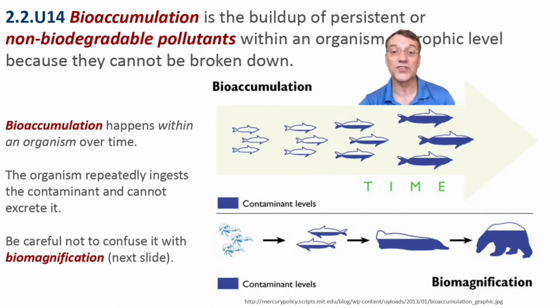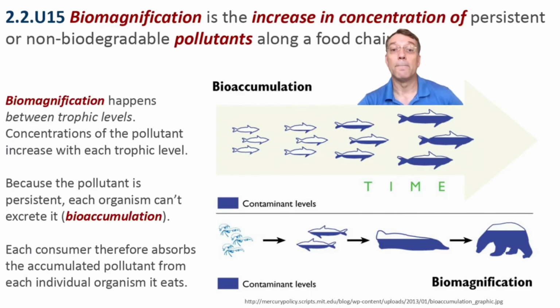Bioaccumulation occurs when persistent pollutants like DDT or mercury build up within an individual organism over time because those substances can't be broken down or excreted by metabolic processes. This happens when the rate of intake of that substance exceeds the rate that it is eliminated or degraded.